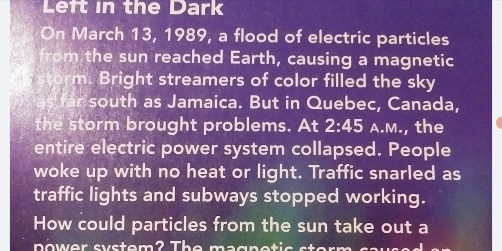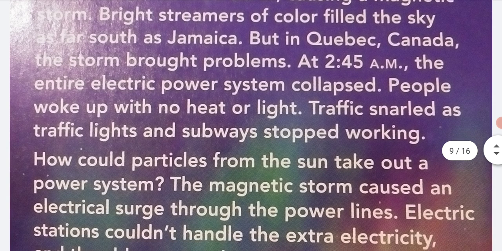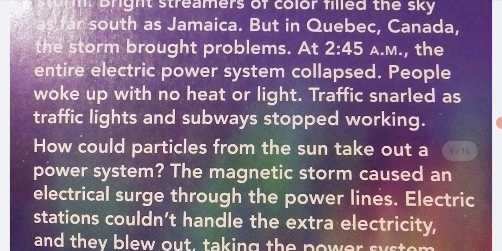On March 13th, 1989, a flood of electric particles from the Sun reached Earth, causing a magnetic storm. Bright streamers of color filled the sky as far south as Jamaica. But in Quebec, Canada, the storm brought problems. At 2:45 a.m., the entire electric power system collapsed.